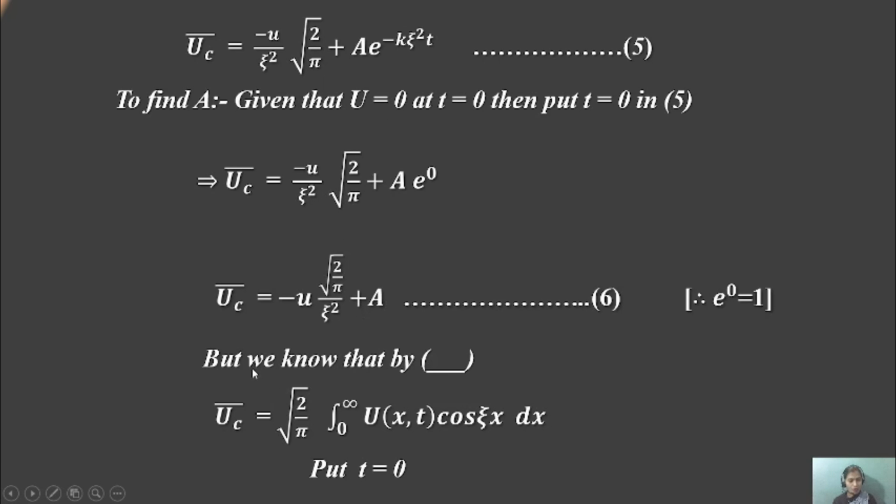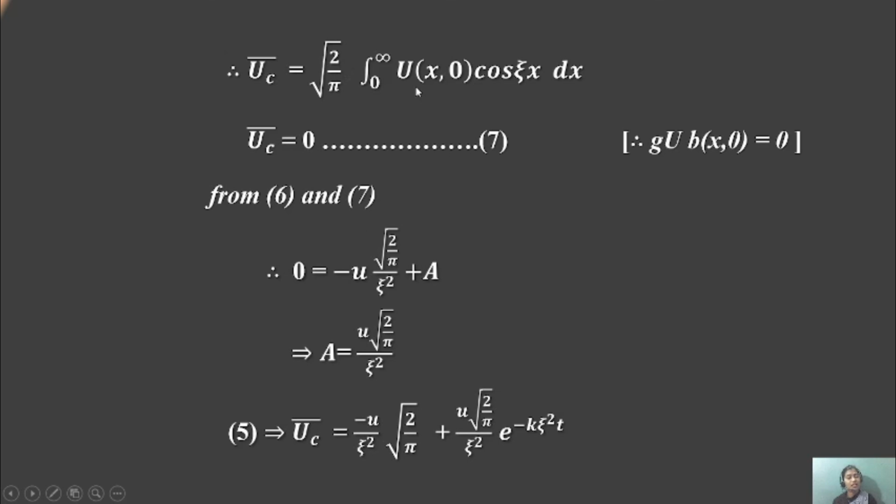A is a constant. The value of c bar is the square root of 2 by pi integration 0 to infinity u x t cos xi t. Put t equals 0, then u x t at t equals 0 means uc equals 0, considered as u x 0. Then from equations 6 and 7, 0 equals minus u, and a equals this plus value.